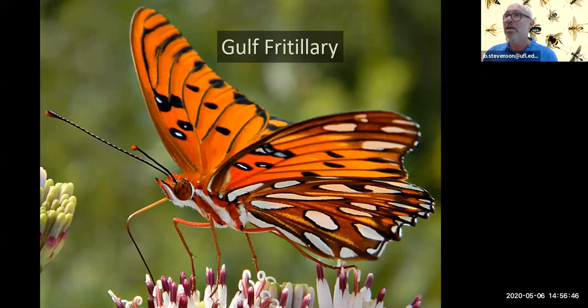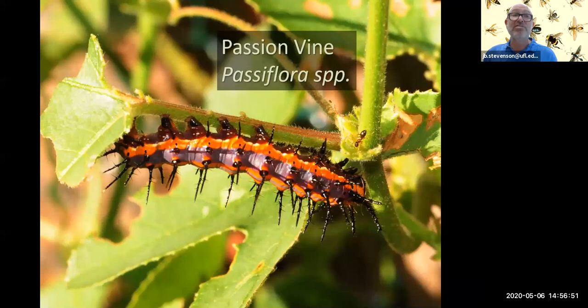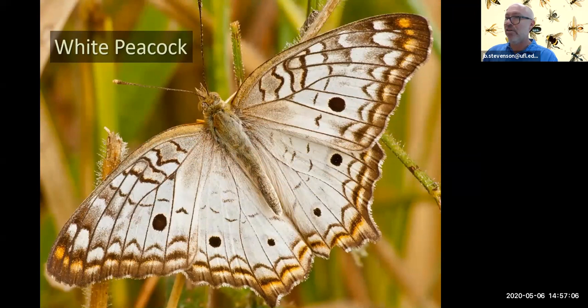But the zebra longwing and the Gulf fritillary, the larval food plant is the passion vine. So too, and again, these are fake. These are fake news, folks. These are not going to sting you. They're very, very soft. We don't recommend petting them, but they're not full of scary venom.